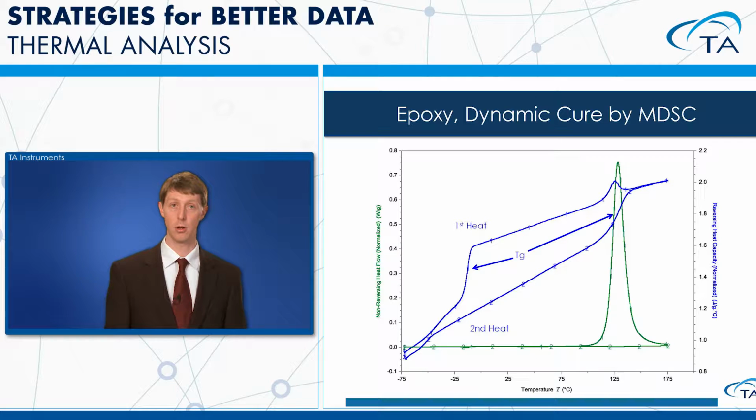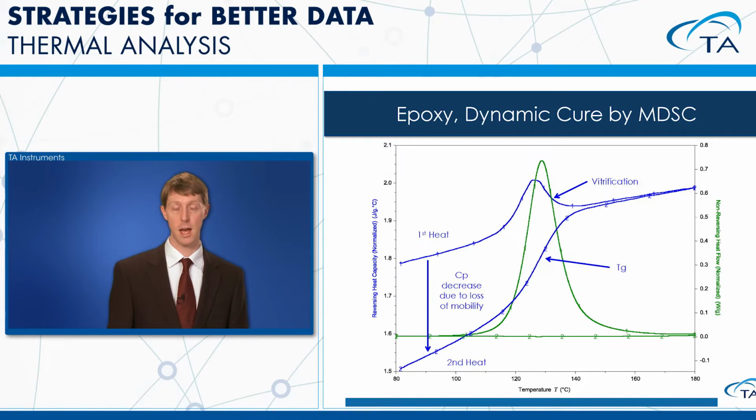But what you're really seeing is that on the second heat, the material shows a glass transition at much higher temperatures. So by examining the heat capacity component, the blue curve, between the first and the second heat, you're actually getting a very good idea of how that structure has changed over time, outside of just that singular event, that singular exotherm that shows up in the non-reversing heat flow curve.